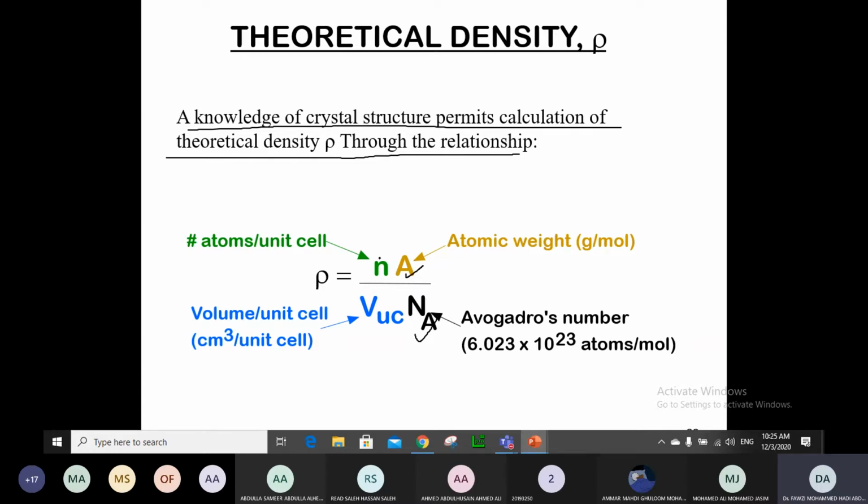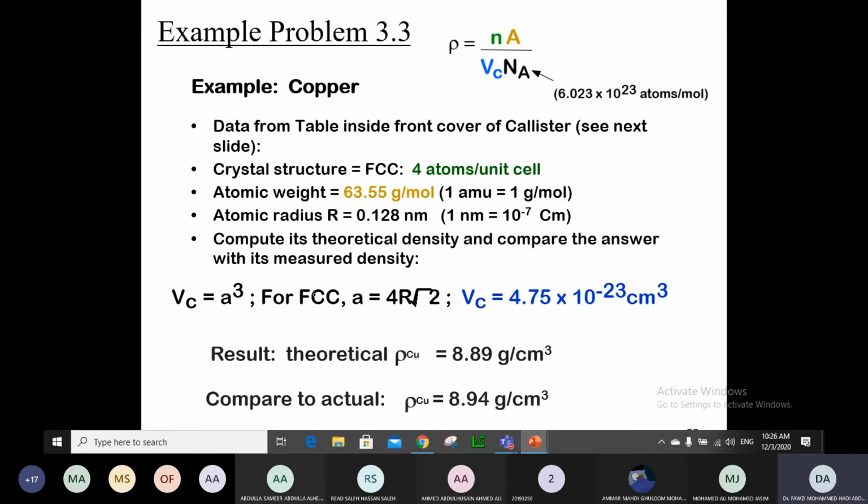So we need to get for any metal, for example, because we are concerned with metals here, the number of atoms per unit cell, which I told you is an important quantity in a lot of calculations. And we need to get the volume of the unit cell. We get these two, then we can determine the theoretical density. So let's go here. I'm putting the equation also here in order to ease the issue.